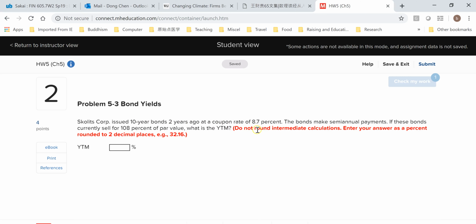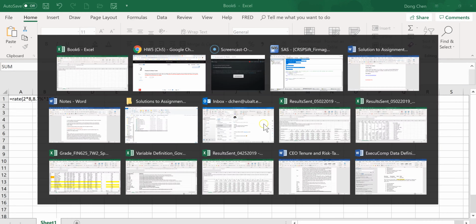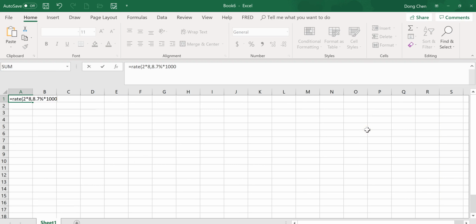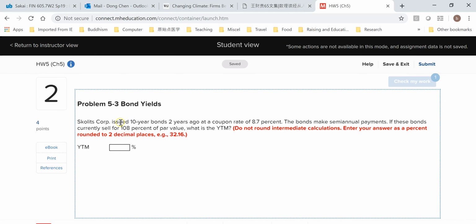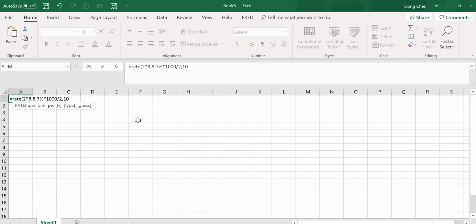In this case, it's 8.7% times 1,000. Because this is a semi-annual payment schedule, we should divide that by 2. And then PV, that's the present value of the bond. Here it's the price. Since the par value is $1,000 and price is 108% of the par value, the price should be 108% times 1,000, and that's the price.